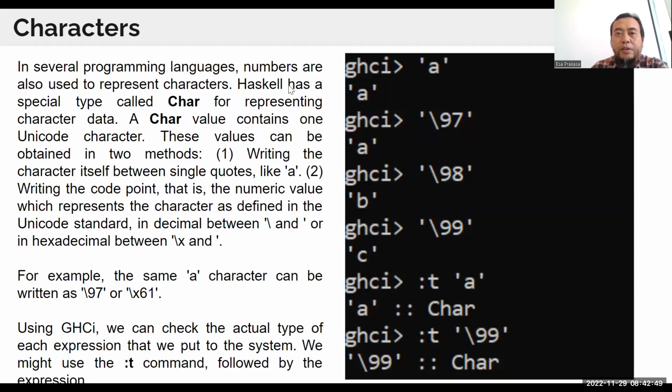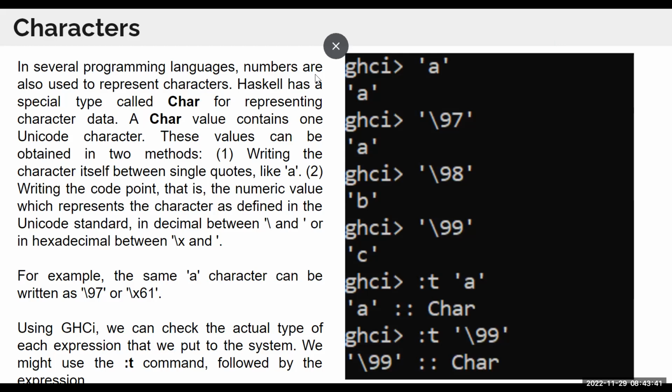Okay. So before we start discussing lists, we will explore the characters, the data types that can be used in Haskell. In several programming languages, numbers are also used to represent characters. Haskell has a special type called Char for representing character data. A Char value contains one unique character. These values can be obtained in two methods.